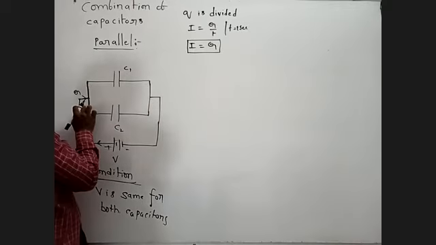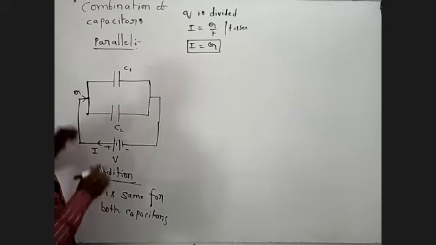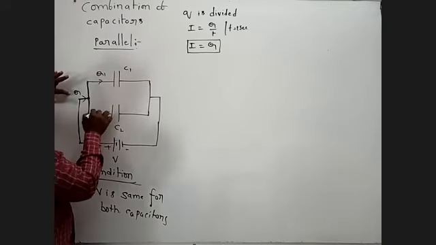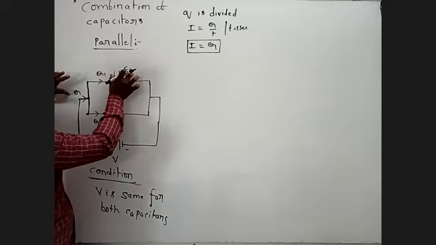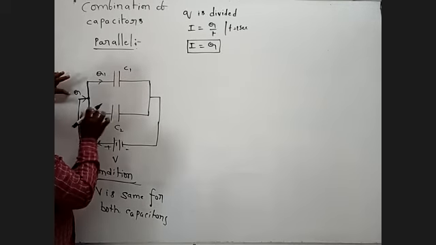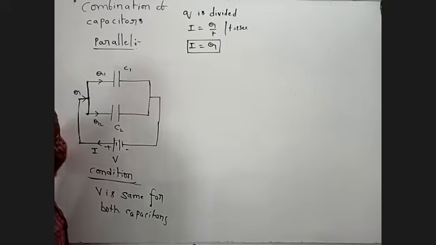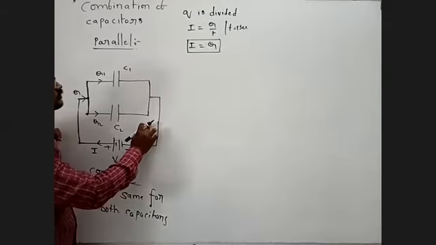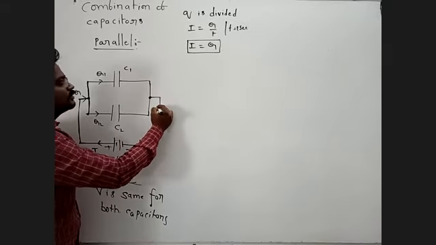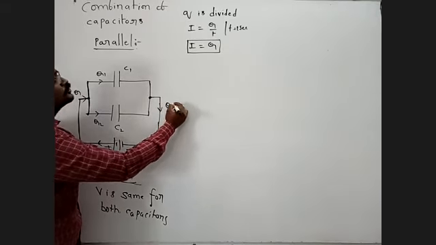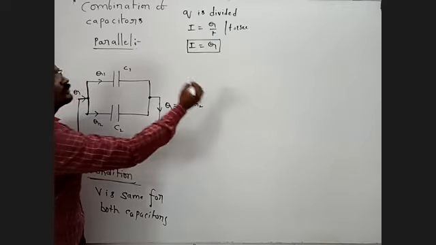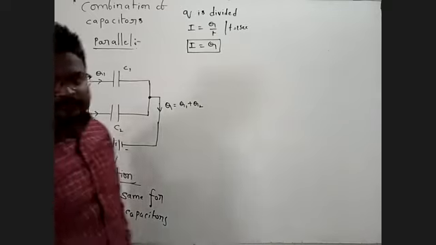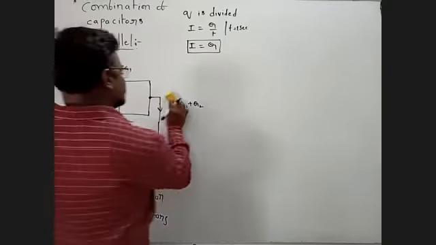Q is entering the junction point. This Q is divided into Q1 and Q2. The C1 capacitor takes Q1 and the C2 capacitor takes Q2. Q1 flows through C1 and Q2 flows through C2. Both are combined at this point, so Q is equal to Q1 plus Q2. This Q reaches the negative terminal of the battery.